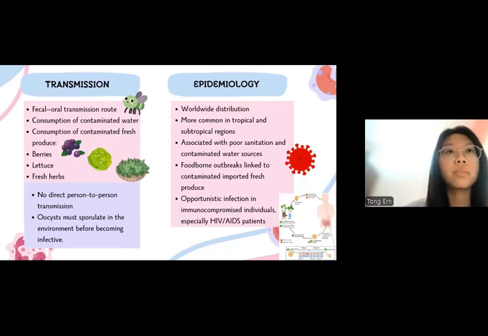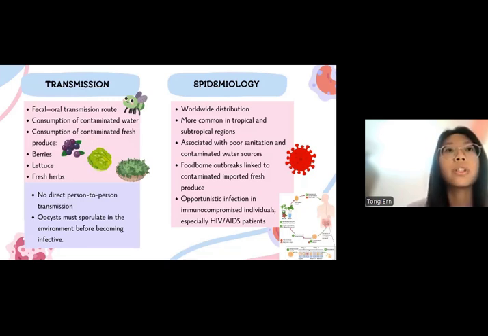The important point is that there is no direct person-to-person transmission. This is because the oocysts passed in human feces are not immediately infective. They must first undergo sporulation in the environment before they become infective. In terms of epidemiology, Cyclospora cayetanensis has a worldwide distribution, but is more common in tropical and subtropical regions.